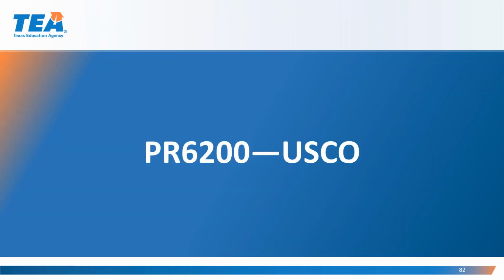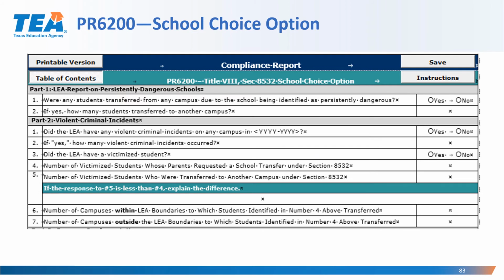The PR 6200 is for the Unsafe School Choice option. The usual navigation buttons are at the top of the report. In Part 1, the LEA will indicate whether any students were transferred from any campus due to the school being identified as persistently dangerous. If yes, how many students transferred to another campus?